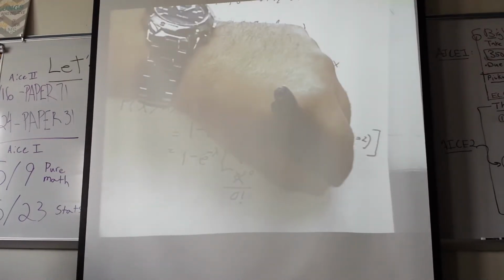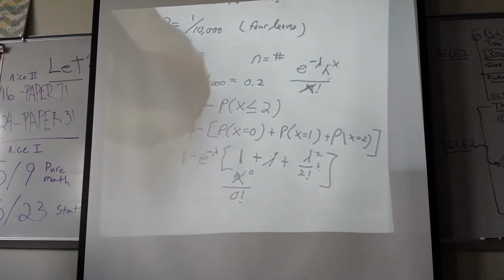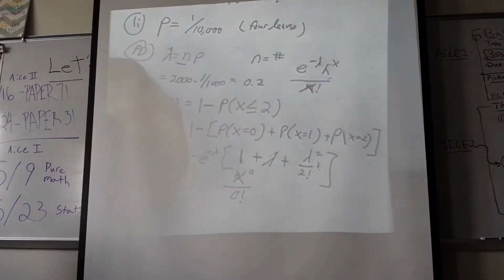There it is. You just keep going over. Plus, blah, blah. But there's nothing there, right? 0.2 squared, and lambda is, right? 0.04 divided by 2 squared. Yeah, you're already ahead of me.